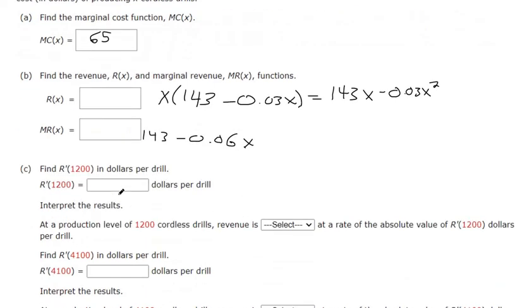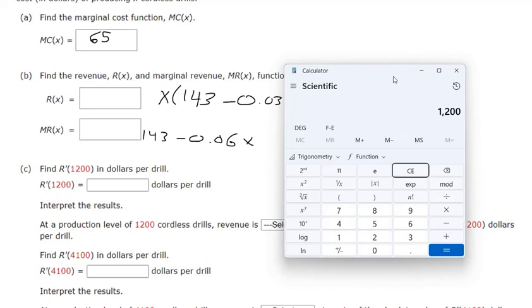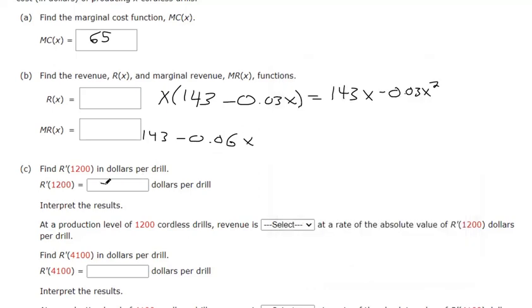Then part C asks for us to plug in 1,200 into the derivative of the revenue, which is what we have up here. That's just different notation for the same thing. Okay, so plug 1,200 into our marginal revenue. I'm not sure why they would use two different pieces of notation. Maybe there's a business reason why. I don't think so, but 143 minus that's 72, so I got 71 when I plugged in 1,200 in here.